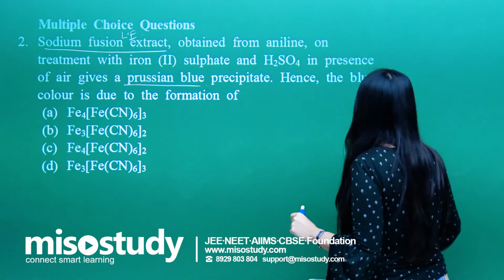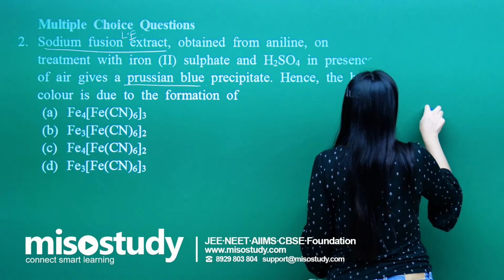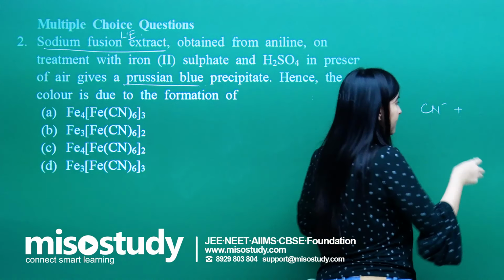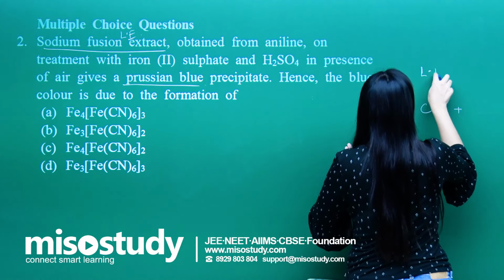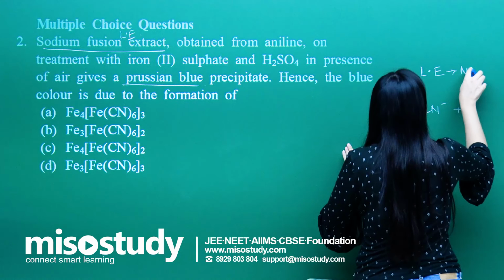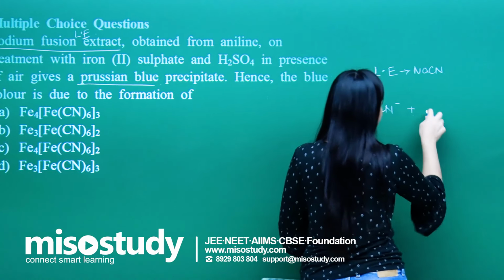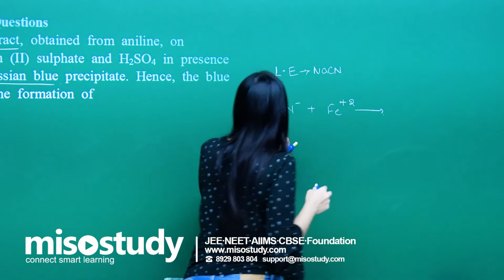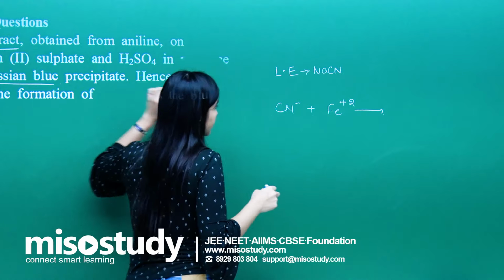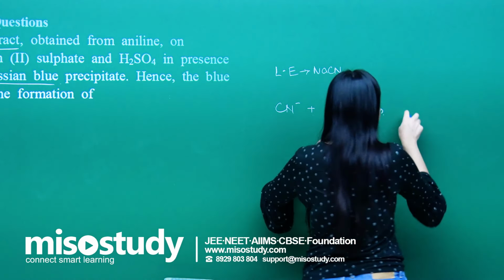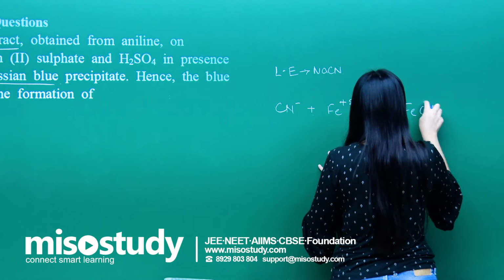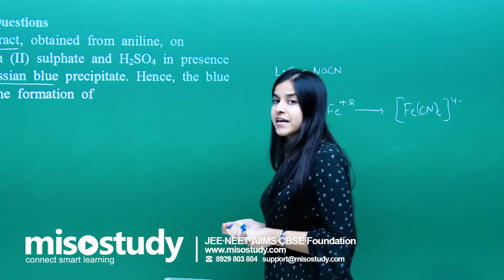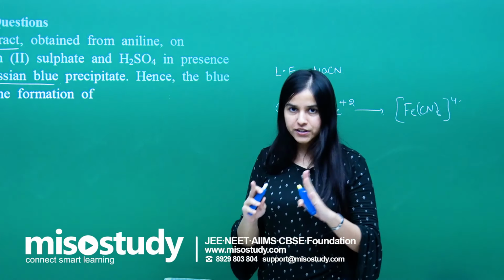So, the reaction is, if I get CN negative, that is from the Lassaigne extract, NaCN, right? What was the Lassaigne extract initially taken? NaCN. It reacts with Fe2+ ions, right? That is coming from the ferrous sulfate. And what we get is hexacyanoferrate. So, this is what we get.